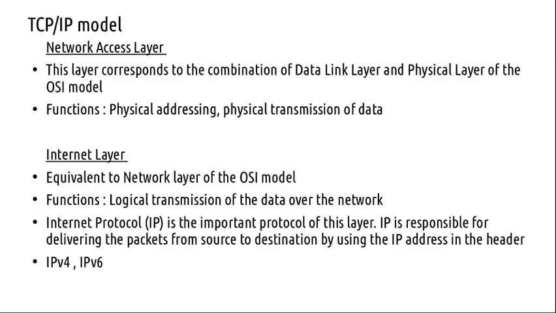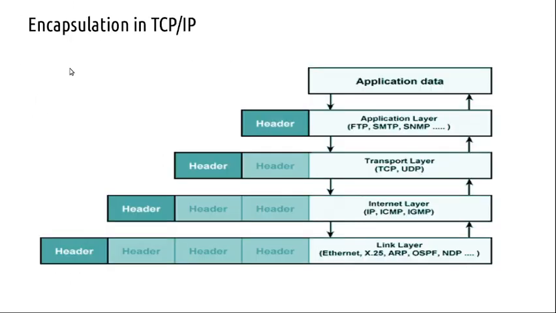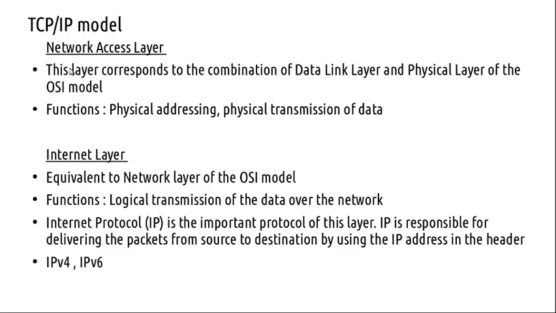So this is the network access layer, the lower layer, combining the functions of the data link layer and physical layer: physical addressing, transmission. Whatever we mentioned earlier, physical addressing, MAC address, cables, all those things is the network access layer.